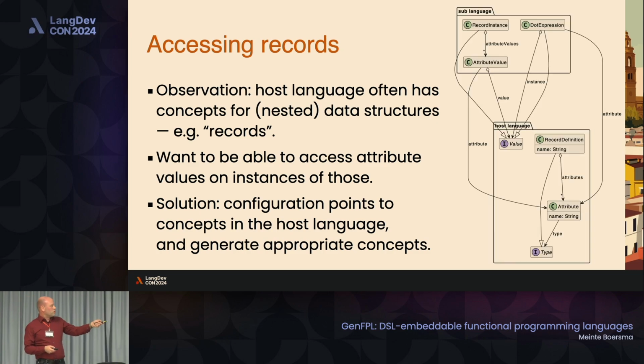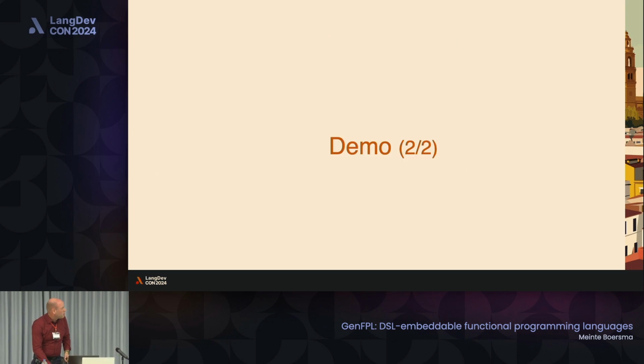So as we have already seen, this is the host language. We have a definition for records, for their attributes and the types. And this is what we actually want to generate here. Then we have the second part of the demo.